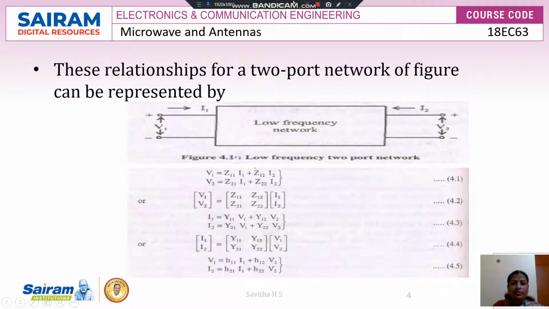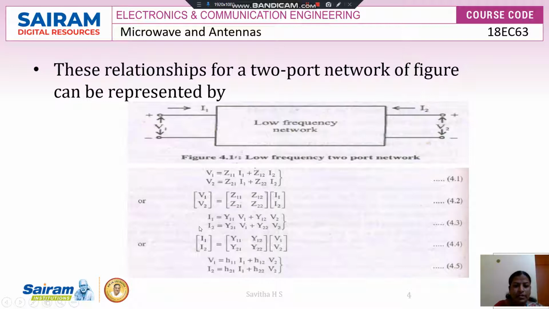Now we can see the relationships for the two-port network of the figure. This is a low frequency two-port network, where the inputs are voltage V1 and current I1, and the outputs are current I2 and voltage V2. The formulas are V1 = Z11 I1 + Z12 I2 and V2 = Z21 I1 + Z22 I2, because this is a two-port network. In matrix form this will be [V1 V2] = [Z11 Z12; Z21 Z22] [I1 I2].